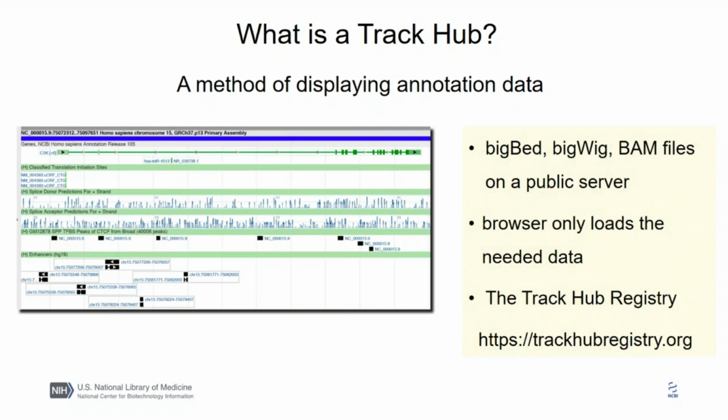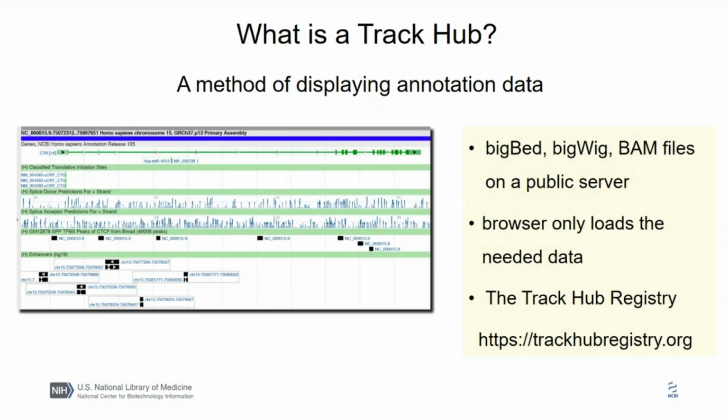And also, whenever you ask the browser to retrieve a certain bit of data, it only has to retrieve what is being displayed in your browser at the moment, that range of genomic coordinates. So it doesn't have to pull everything that's in that project. It only pulls what it needs to show in that particular view. And so that makes loading the tracks pretty fast.